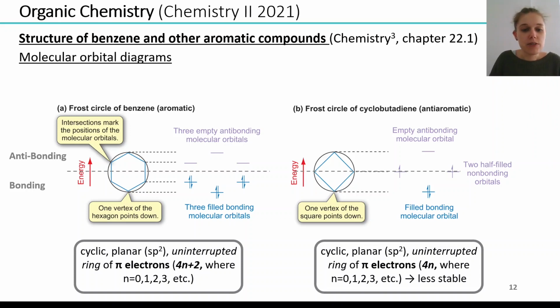And to revise shortly, if we have an anti-aromatic compound, the compound is cyclic, planar, so we only have sp2 hybridized carbon atoms, and has an uninterrupted ring of pi electrons, whereby the total number of pi electrons is 4n. Conversely, an aromatic compound is cyclic, planar, has an uninterrupted ring of pi electrons, but the total number of pi electrons is 4n plus 2.